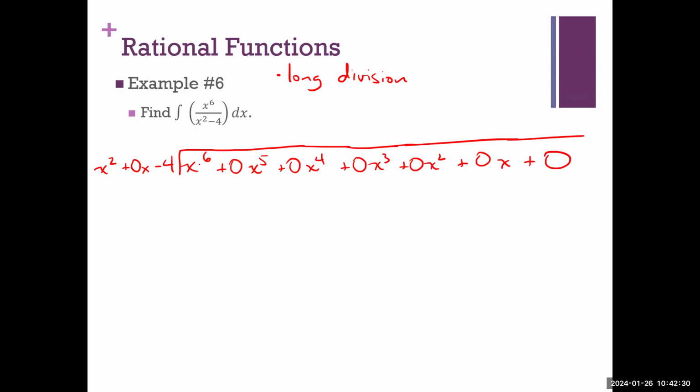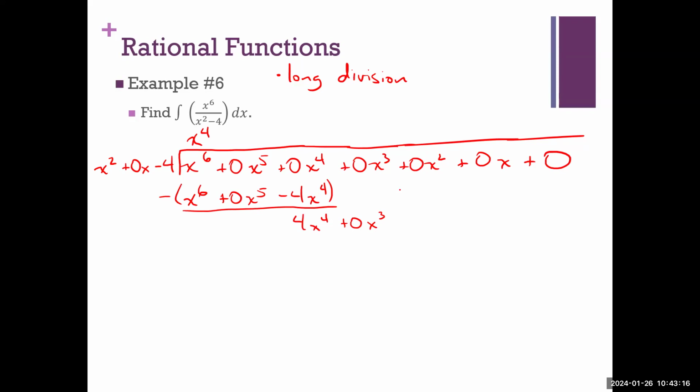Because we're trying to divide out x to the sixth. Right, so basically the first thing that happens is my leading term in the dividend, divide that by the leading term in the divisor. So what's x to the sixth divided by x squared? x to the fourth. What do I do with that x to the fourth? Multiply it by what? x squared, but also everything else. So plus 0x to the fifth. You're subtracting. Right, you subtract that. So this will be 4x to the fourth plus 0x cubed.